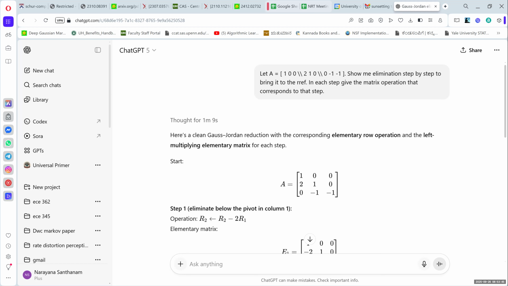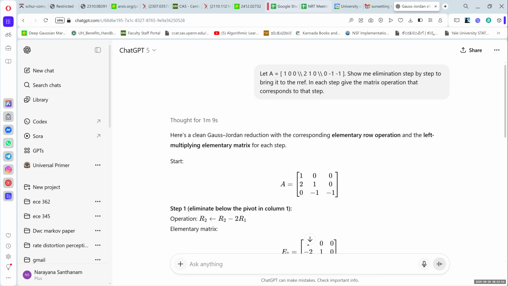So what it should be doing is to get rid of this 2. How does it do that? It has to be row 2 minus 2 row 1. So it's using the standard elimination, the same pattern that we are doing: row 2 minus 2 times row 1. The operator that corresponds to that, it calls the elementary matrix. It is this particular matrix. So when you do E times A, you get this matrix.